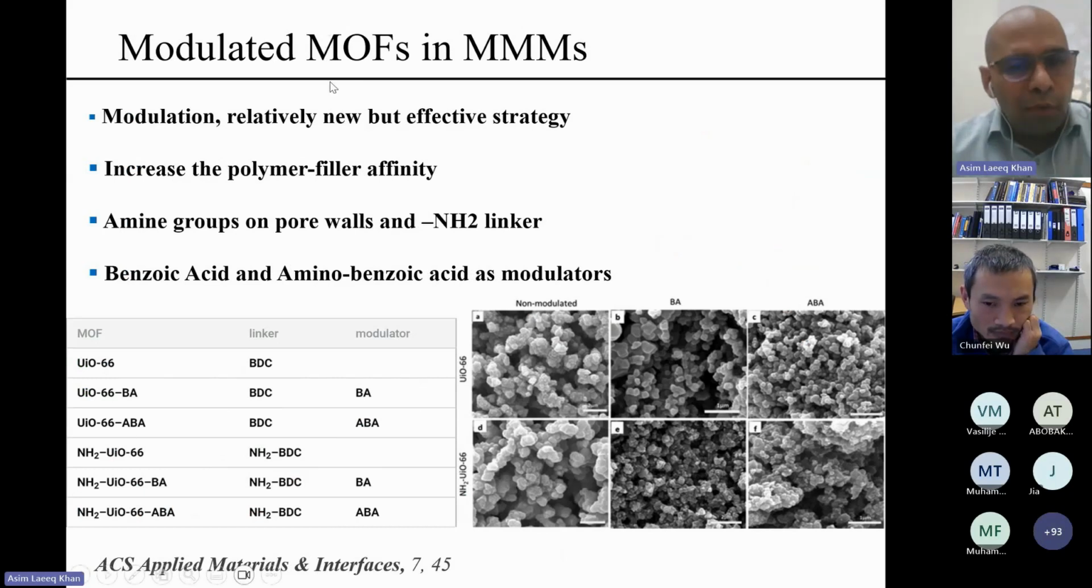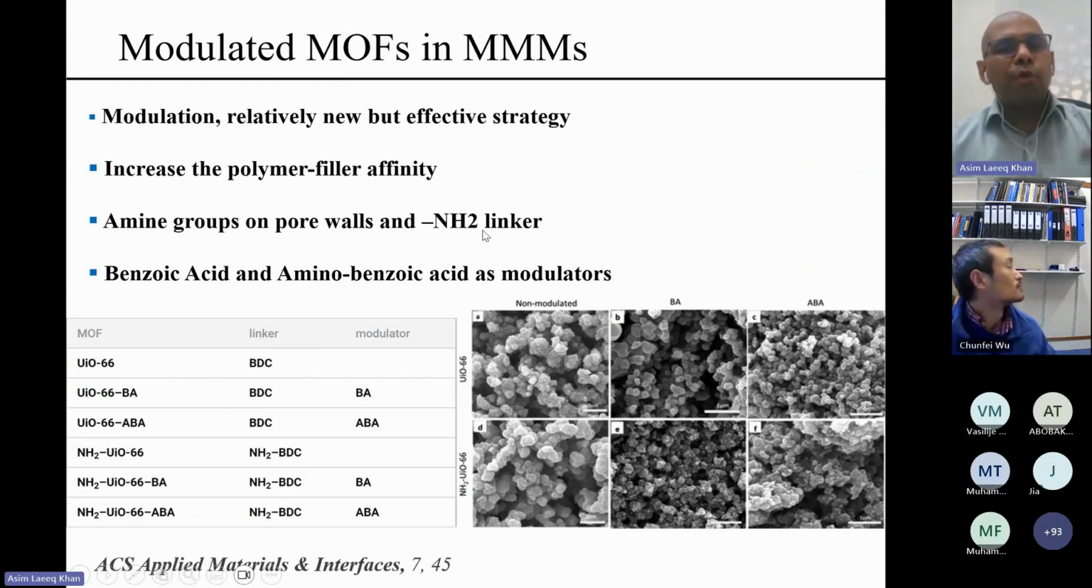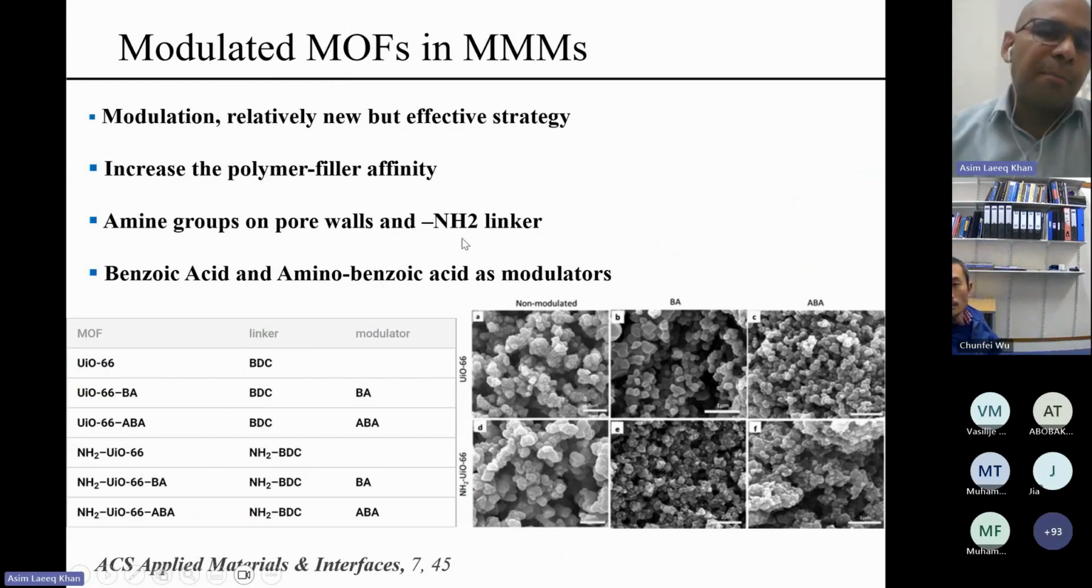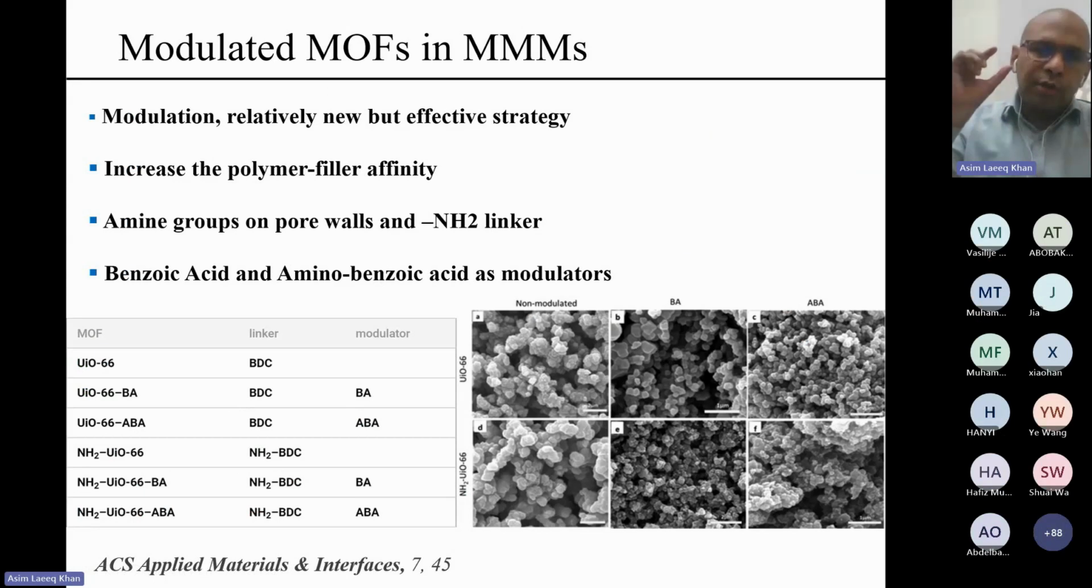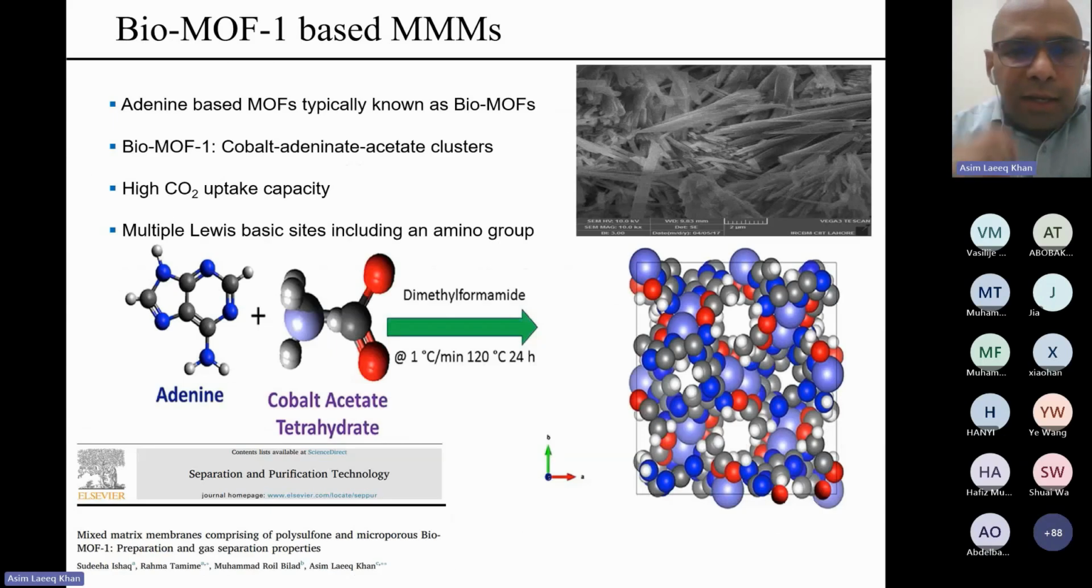In another study, the MOF was used by carrying out modulation. So instead of post-functionalization, we used amine-functionalized linkers. As a result, we had the functional groups not only on the surface, but also inside the pores. And the last example I want to give you shows why these MOFs have extremely high ability to bring mixed matrix membranes into the commercialization phase.